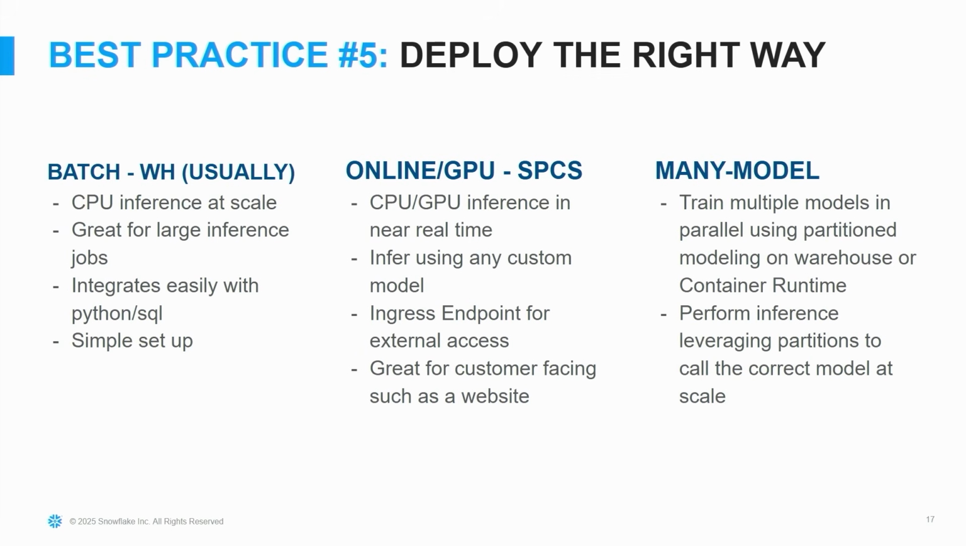And then when it comes to online and GPU inference, that's when you're going to want to use your Snowpark Container Services. So again, you can get CPU and GPU inference in near real time. You can get second latency, right? Infer using any custom model you want via SPCS. You can have ingress endpoints enabled for external access, and it's great for customer-facing interactions such as an external website.